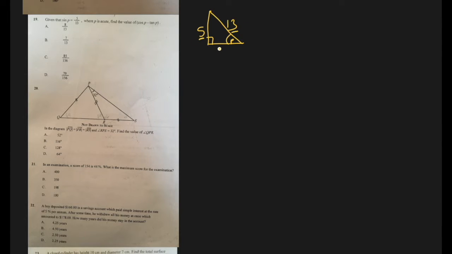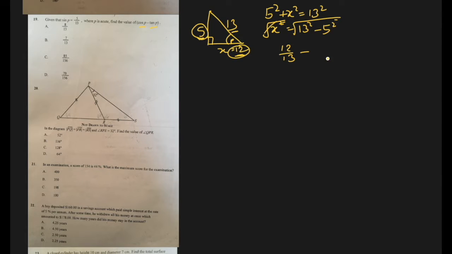So by the Pythagorean theorem, we can find the third side also. Let me do it: 5 square plus x square equal to 13 square. X square equal to 13 square minus 5 square, and square root both sides. It comes out to be 12. Right? Now they're saying find the value of cos P minus tan P. Cos P, according to this drawing, will be adjacent over hypotenuse, minus tan P will be opposite over adjacent, 5 over 12. Just put this in a calculator. Let me do it mentally.